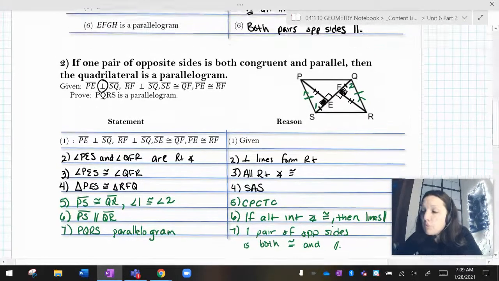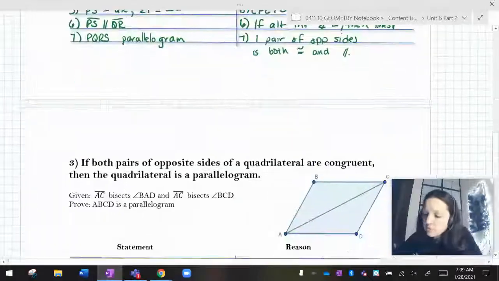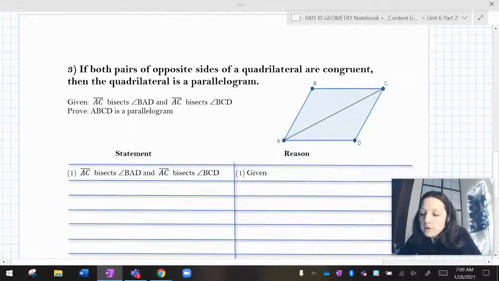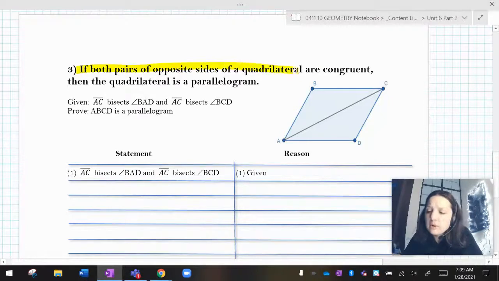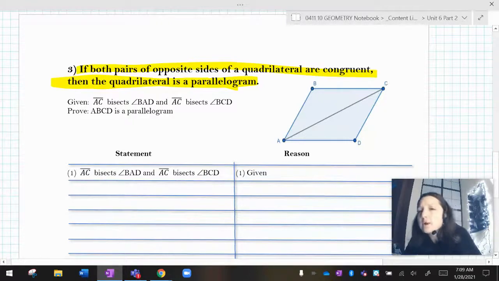There are 2 more methods here, okay? One more method: if both pairs of opposite sides are congruent, then it's a parallelogram, okay? So what if you don't want to have to worry about parallelism because you don't know anything about the angles? You could just say, you know what? Prove that the opposite sides are congruent. Before I start this proof, I'm going to be honest with you and tell you, I kind of lied to you a couple minutes ago, and I made you do a proof the long way.